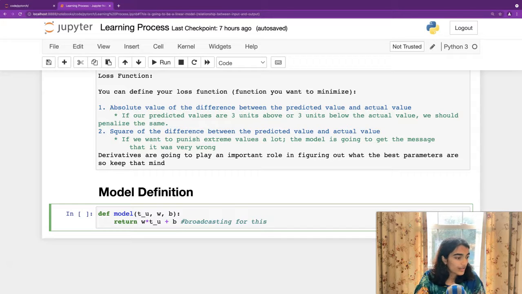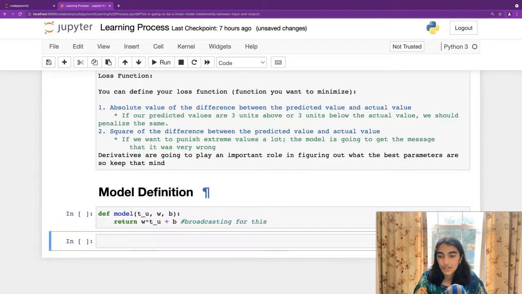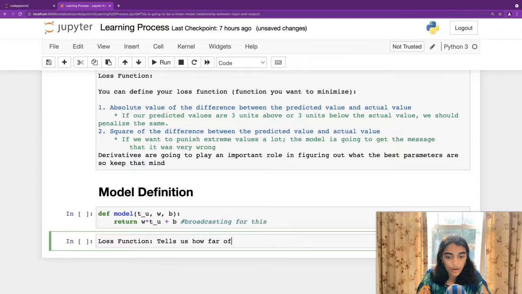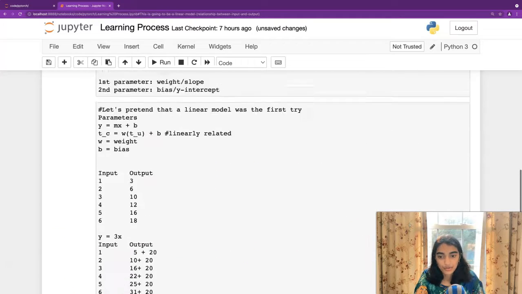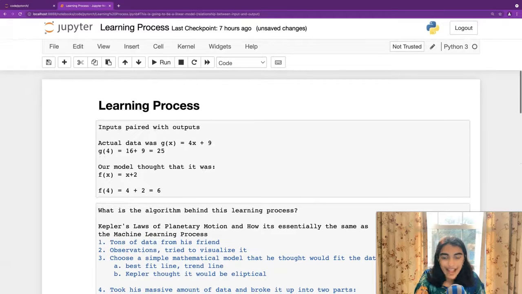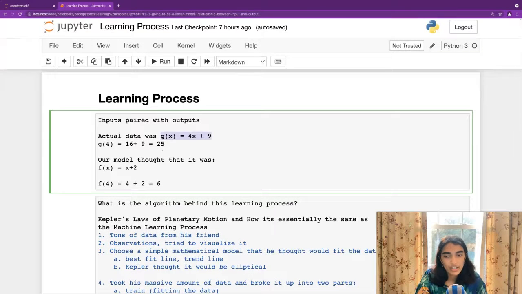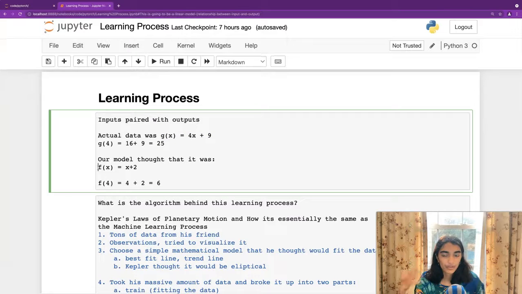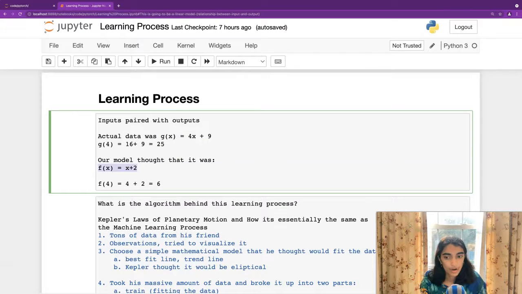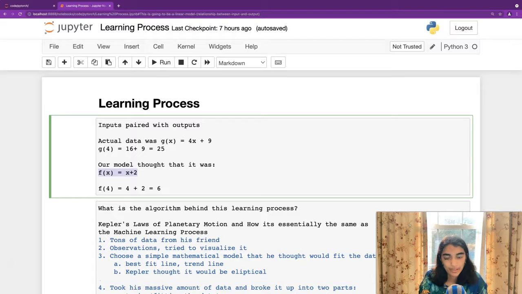So let's talk about our loss function. Our loss function just tells us how far off our model is from the actual output. So for example, if we scroll up here, the actual data could be modeled with this function, but our model thought initially, or maybe a few iterations in, maybe it was still wrong and thought it was x plus 2 when it should have been 4x plus 9.